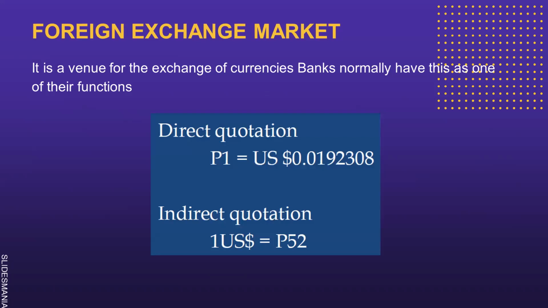So we've talked about your money market and capital market, and there's also another type of market which is called foreign exchange market. It is a venue for the exchange of currencies. Normally, it is the bank who normally have this as one of their functions. So it's direct quotation when you're translating your local currency against different currency. So in our example, 1 peso is equivalent to 0.0192308 USD. And it's indirect quotation if it's another foreign currency to local currency. So that's indirect. So in this case, 1 USD is equivalent to 52 pesos.